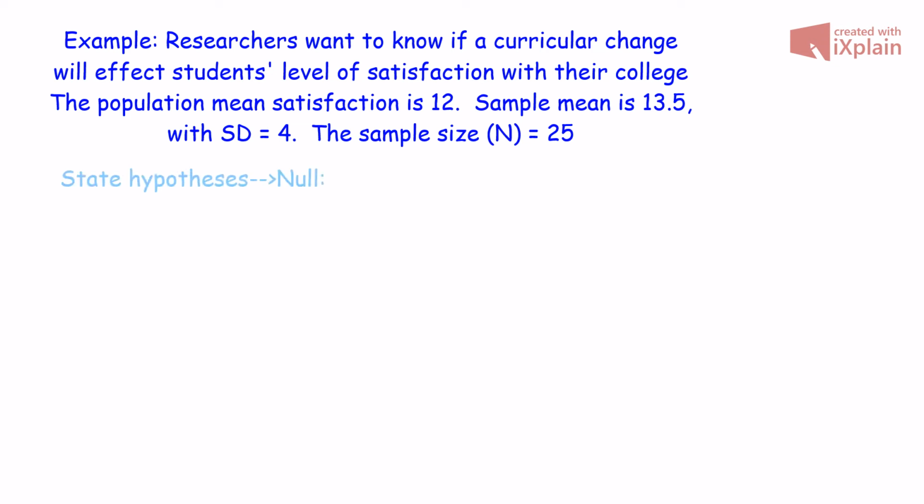The first thing you want to do is state the null hypothesis and the research hypothesis. In this case, the null hypothesis can be written as the mean of the entire population, were we to put them all through the curricular change, would be equal to 12. That's the null. We're saying that the treatment isn't going to change people's satisfaction at all. So the mean after the treatment, if we were to treat the entire population, would still be 12. That's what the null is saying.